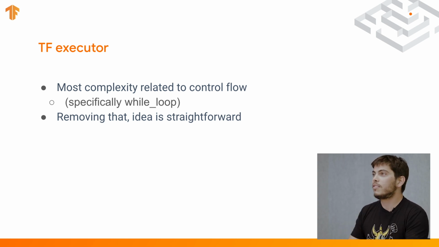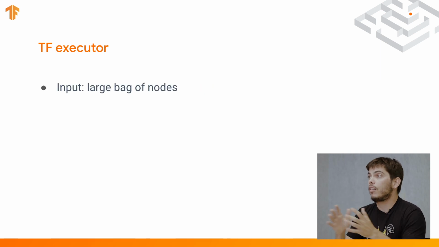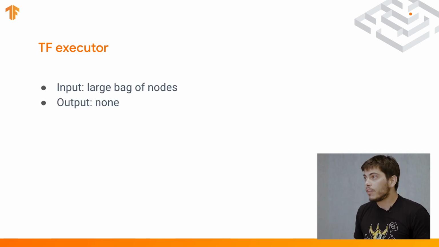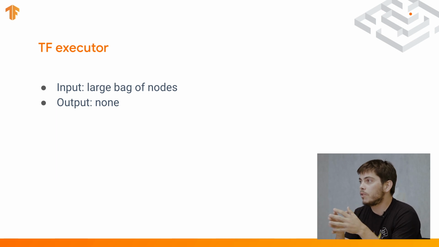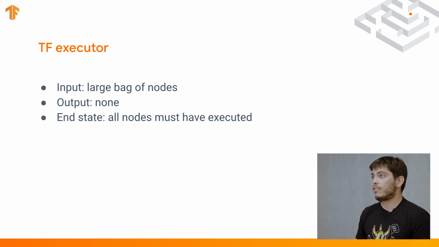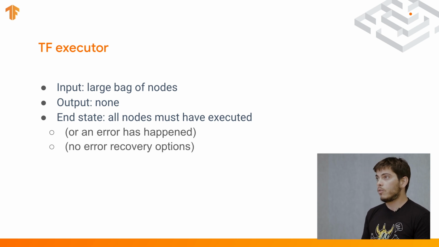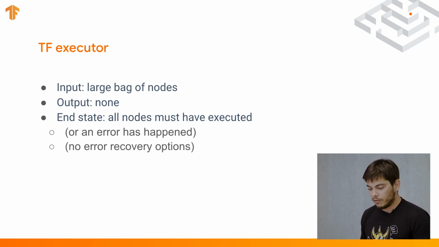But I'll just give you some of the highlights of what's happening in there. Its input is a large bag of nodes, and there's no output. Anything that you want to get out of it, you get out of it through a send or a receive. I mean, technically there are outputs, but by far most outputs in the common case of TensorFlow are handled through sends and receives. And the end state for the executor is that all nodes must execute, or an error has happened. And inside TensorFlow, the core runtime, we have no error recovery. So any error will shut everything down.